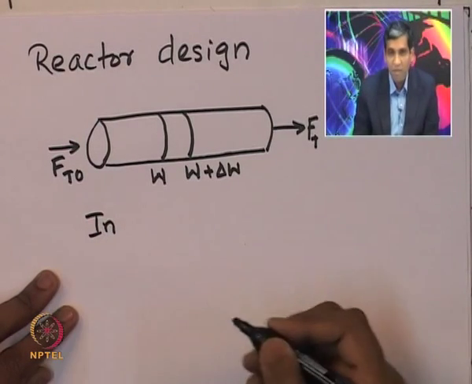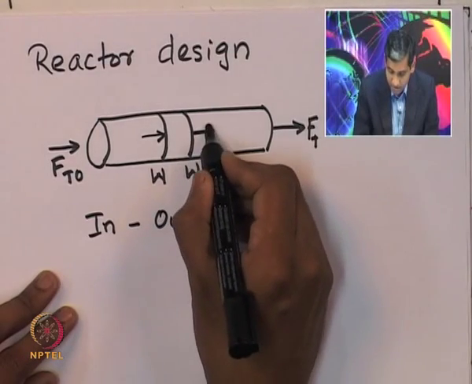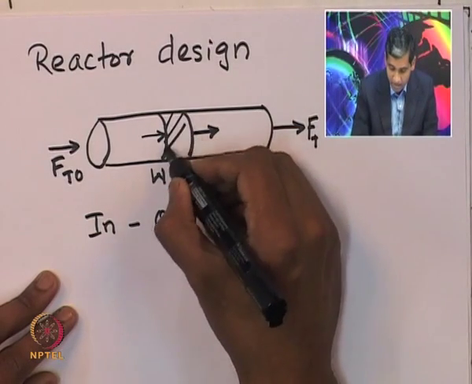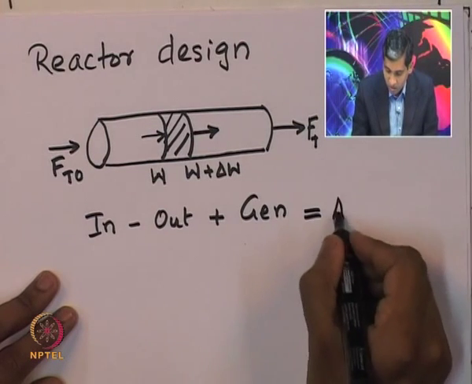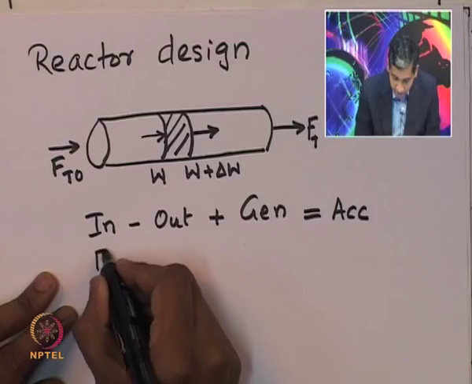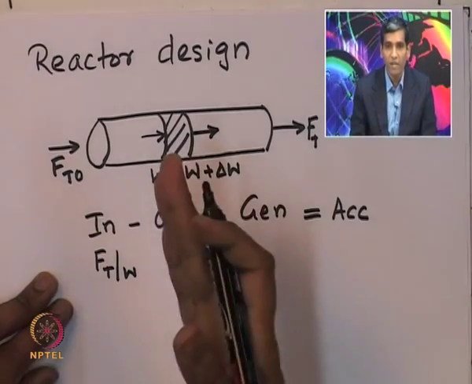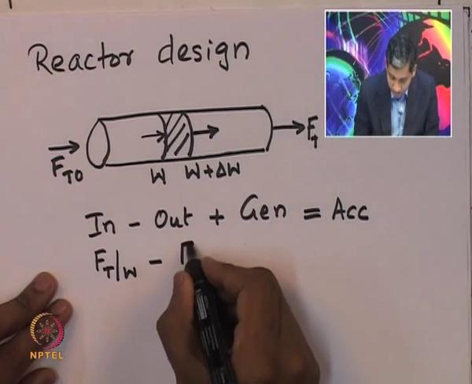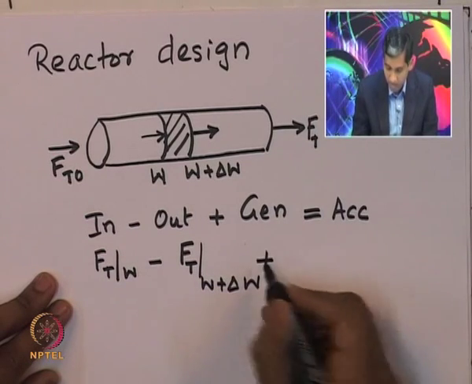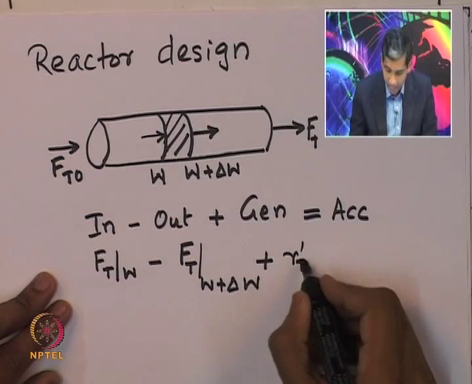The mass balance is: what enters the element, minus what leaves this element, plus whatever is generated in this element, should be equal to the amount of material being accumulated in that element. What enters that element is FT, the molar flow rate of T at W, where the weight of the catalyst up to that point is W, minus the molar flow rate FT of toluene at W plus delta W, plus, if the reaction rate is minus RT, then RT prime multiplied by delta W, equal to 0.